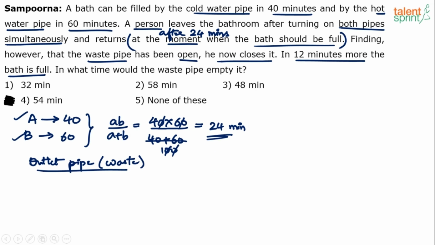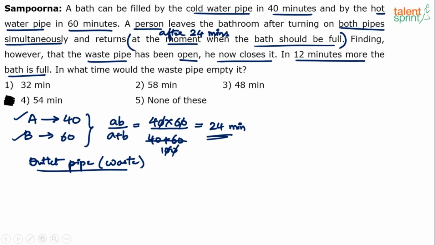See, ideally, in the first 24 minutes, the bath should have been completely filled because A and B can do it in 24 minutes. But the waste pipe was also open, which means in the first 24 minutes, instead of the full work, they could do only half of the work. Why only half of the work? Because the waste pipe, the outlet pipe, has emptied half of the tank.